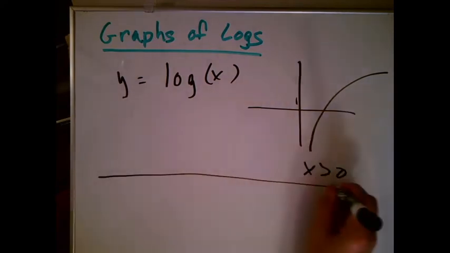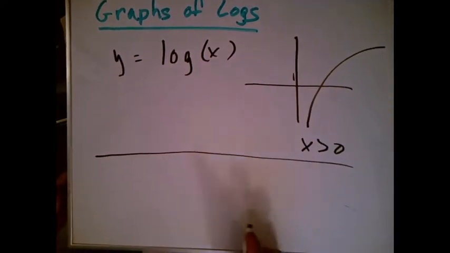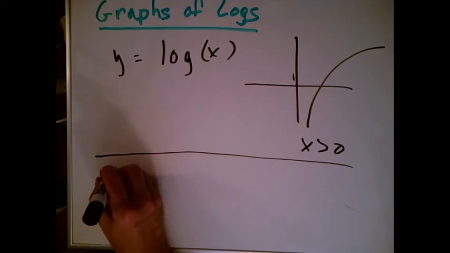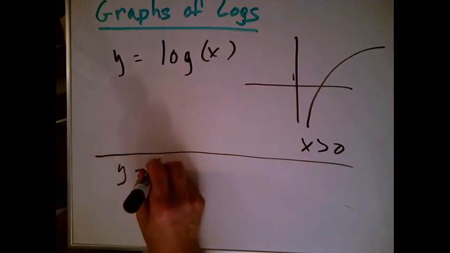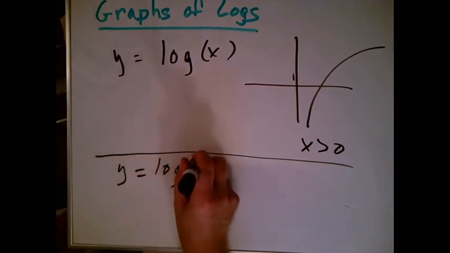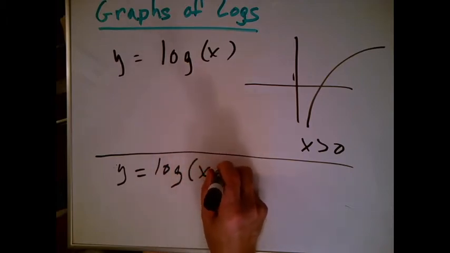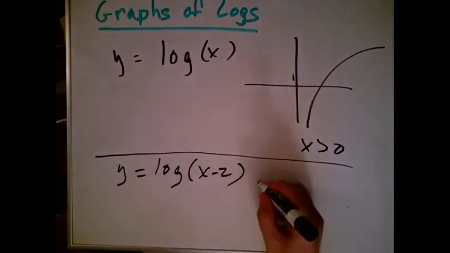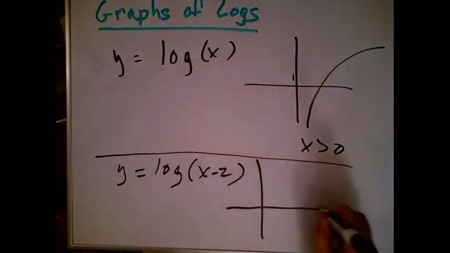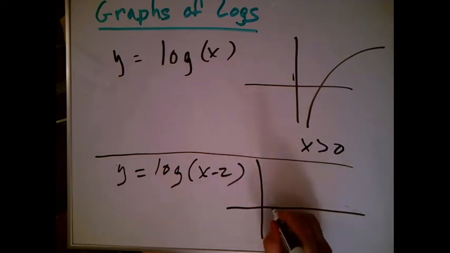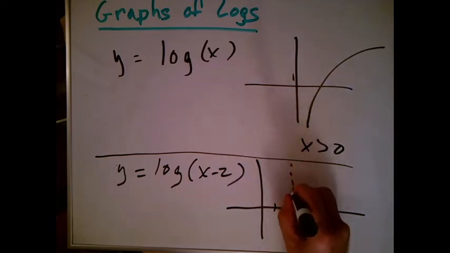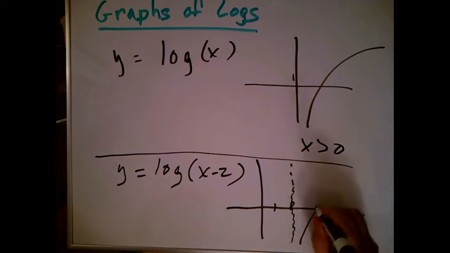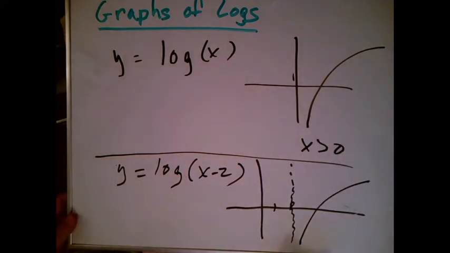Now, if someone screws with this graph, which happens often when we're doing these things. So for example, if I write down something like y equals log of something like x minus 2. Well, we know what plugging x minus 2 into a graph does. It shifts it 2 to the right. So instead of being really, really close to the y-axis, it goes to the right, looks like this, and then goes like that. Now, that didn't change the range at all.